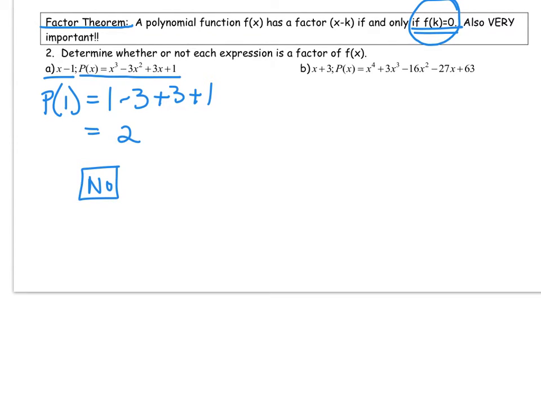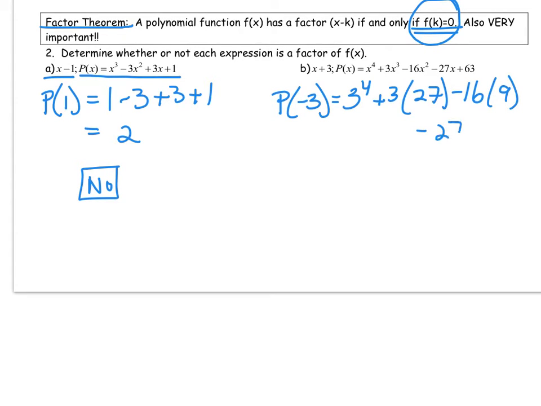Okay, let's do the same thing with part B. This time I'm going to find p of negative 3, and this one's actually kind of kooky, so I'll grab a calculator probably. 3 to the 4th plus 3 times 3 cubed, 16 times 9, and then it keeps going, minus 27 times 3 plus 63. Now again, this one looks a little crazy, but believe it or not, when you crank all that out, you get 0. So the question, is it a factor or not? The answer is yes.